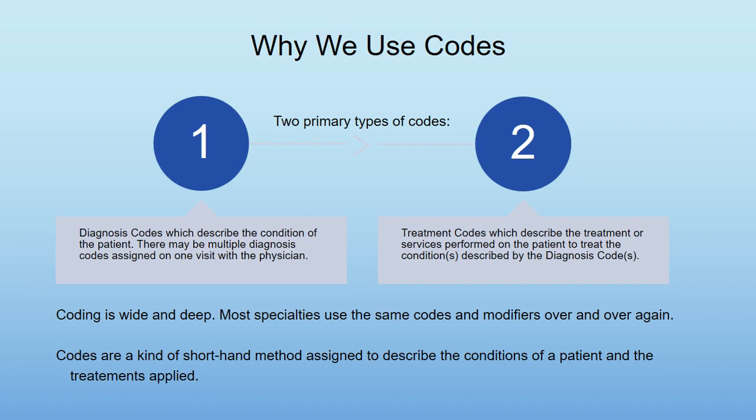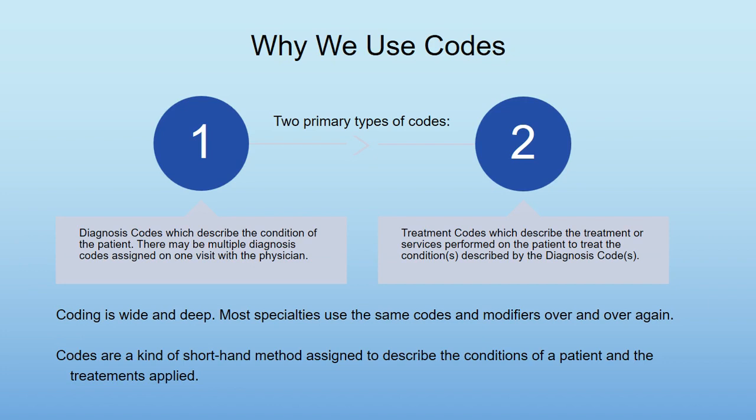There are two primary types of codes used for physician billing. Those are the diagnosis codes, which describe the condition of the patient, and there may be multiple diagnosis codes assigned with one visit with a physician. There are also treatment codes, and these are used to describe the treatment or the services performed on the patient to treat the conditions identified by the diagnosis codes.